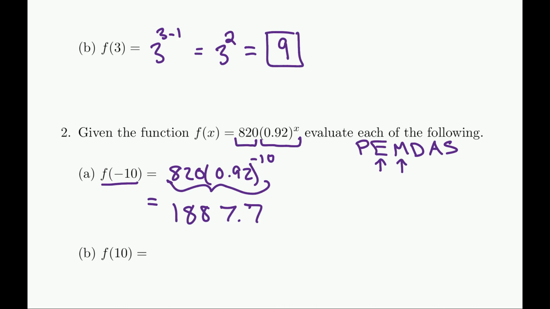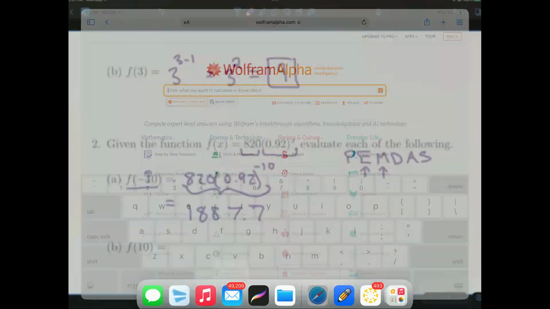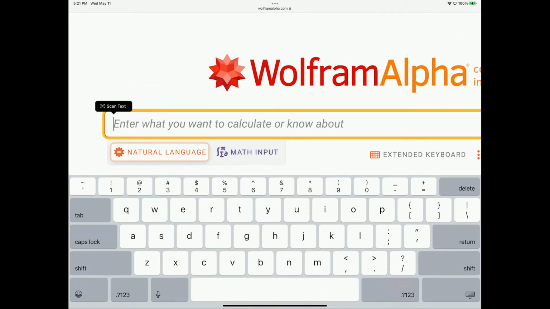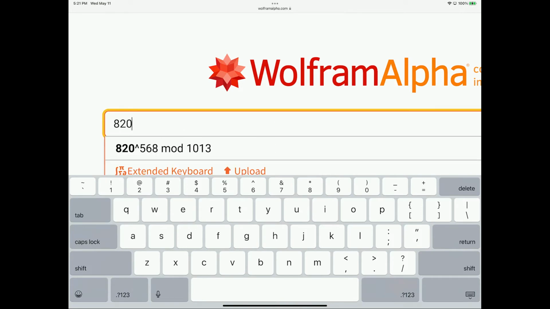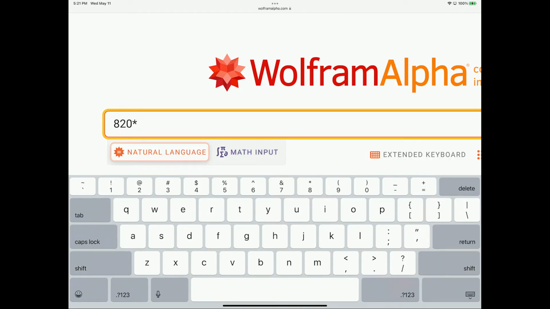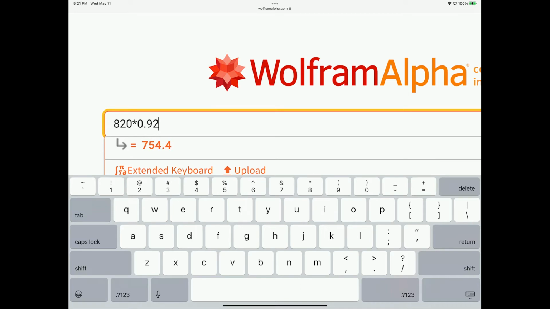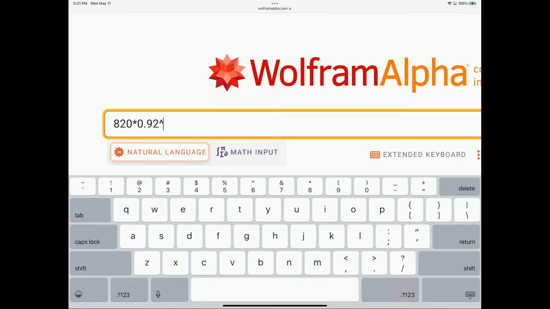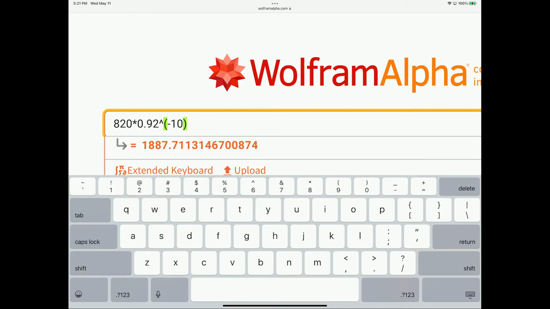Okay. Now, if you're going to use a computer because you don't have a calculator, that's fine. I'll just use Wolfram Alpha as my calculator. So we have, what was it? It was 820 times 0.92. You can put that in parentheses if you want, to the exponent negative 10. So notice I'm using parentheses around the negative 10 to make sure that the negative 10 is all included in that exponent. So that's it. That is the answer, 1887.7, as you see.